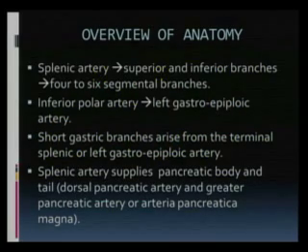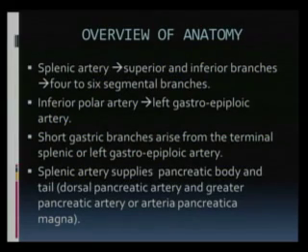GDA. So you need to know this because these are the collateral pathways. Collateral pathways are important because even after doing splenic reduction, the spleen stays alive. If you do not know these, you will not be able to treat that. Short gastric branches arise from the terminal splenic or left gastroepiploic artery, and they supply the terminal part of the spleen. Very important, the splenic artery supplies the pancreatic body and the tail.